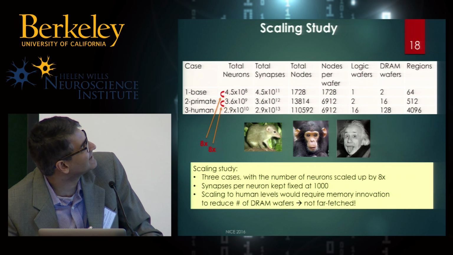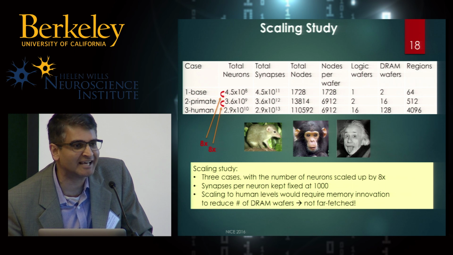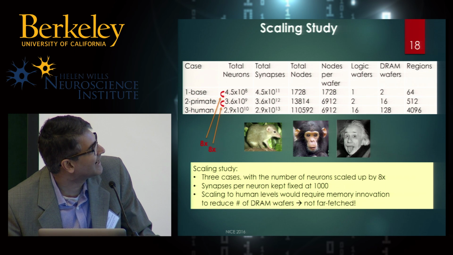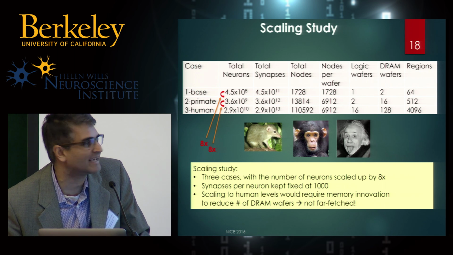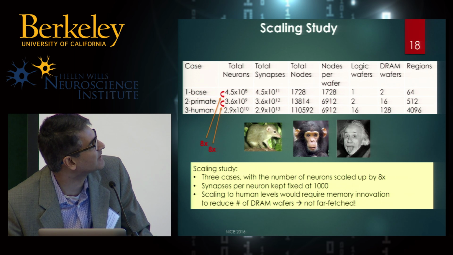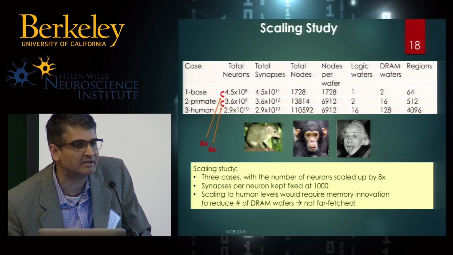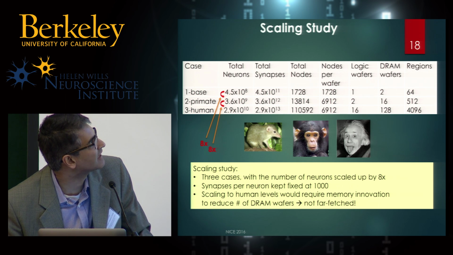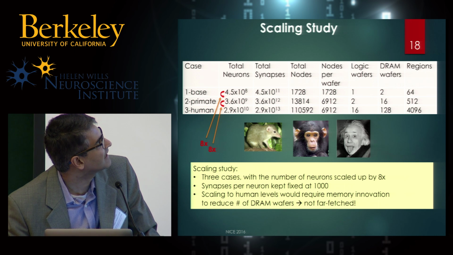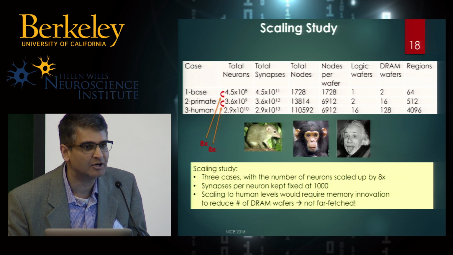So here's the scaling study that I did, and we tried to get a wide range of intelligence, as you can see here. At the low end, we call this the base case. This corresponds to something like a small mammal at about 500 million neurons. In all of the cases, I've kept the number of synapses per neuron fixed at 1,000. The second case is a kind of a primate case, and a third case is scaling up to a human case. This is actually 30 billion, which is a little bit more than in the neocortex, but less than in the total human brain.